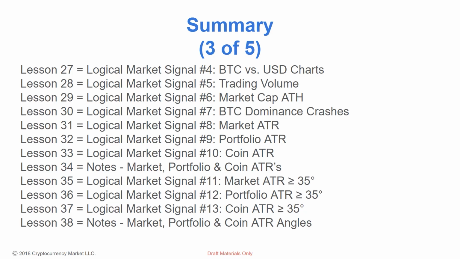Then we go to logical market signal number 11. Again, we look at the top-down method by looking at the market ATR to make sure it's greater than 35%, and then the portfolio ATR should be greater than 35%, and then the coin ATR should be greater than 35%. And then I wrap that up with notes on how to fine-tune that and do it correctly.